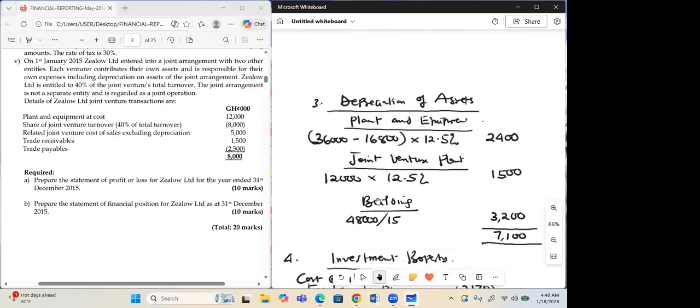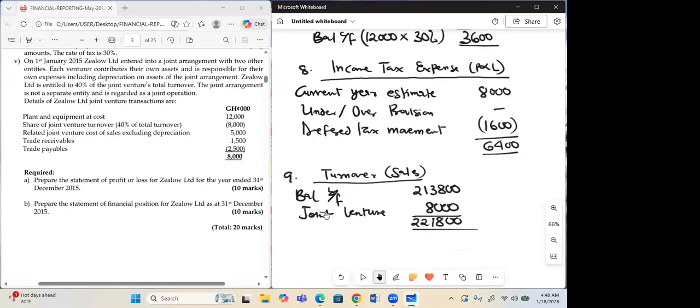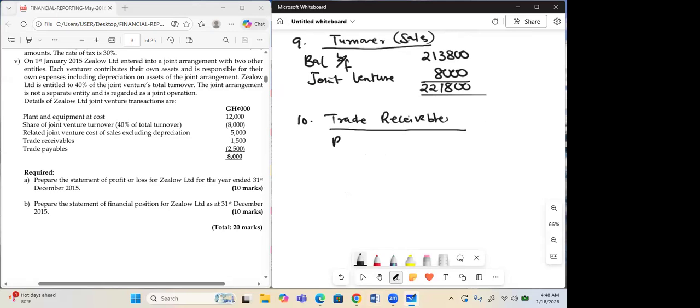Then you go and take the receivables. Go to the trial balance and give me the figure for receivables. 13,500. So our receivables opening balance is 13,500. Then that of the joint venture. How much is the joint venture? 1,500. When you add it to it, we get 15,000.